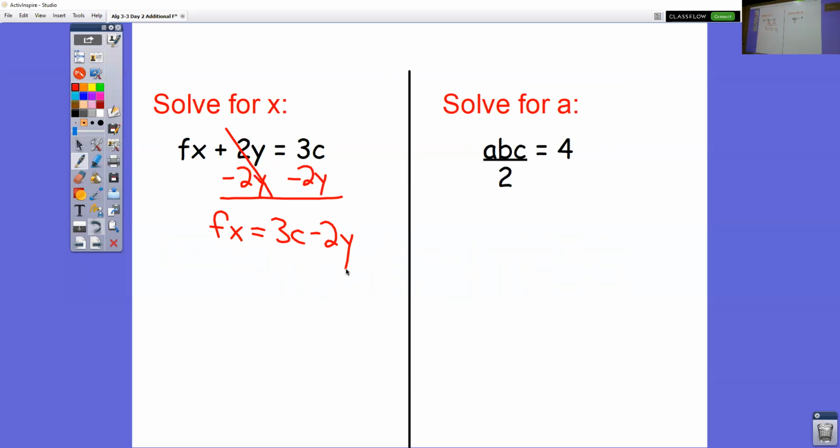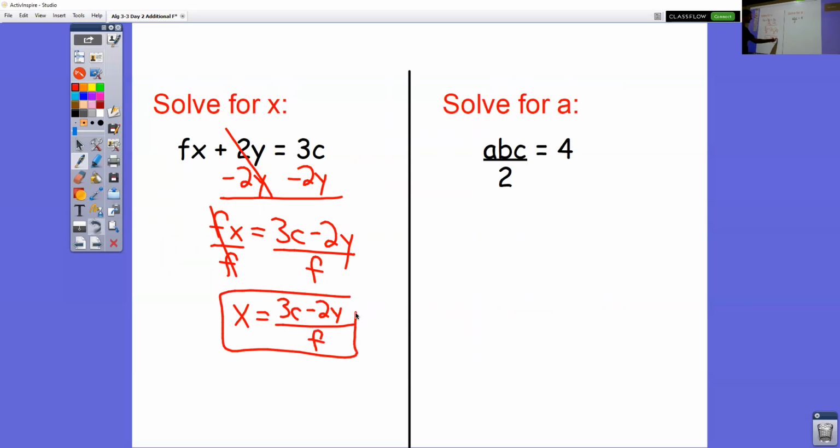This now says f times x. The opposite of times would be divide. So to get that x all by itself, I want to divide by f and divide by f. Remember, whatever you do to one side, you have to do to the other. Could you have divided each and every term by the f's? Sure, but it's easier just to divide the whole thing by f. So you get a final answer of 3c minus 2y over f.